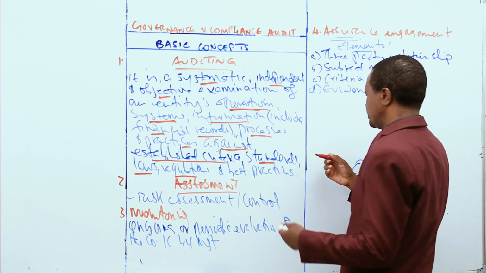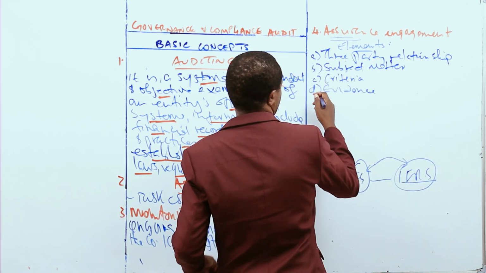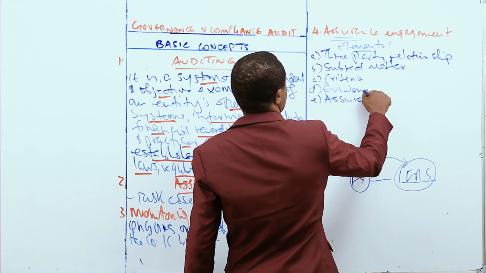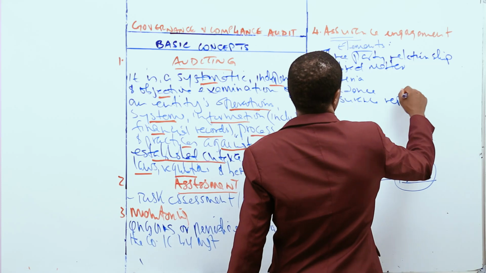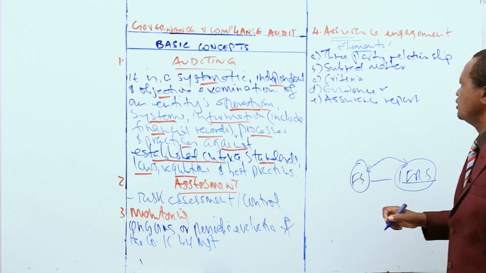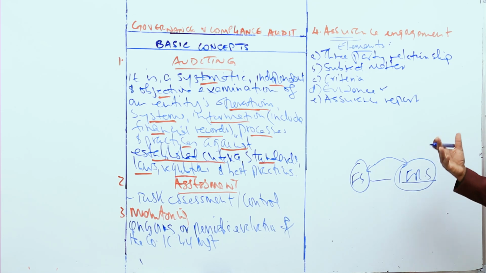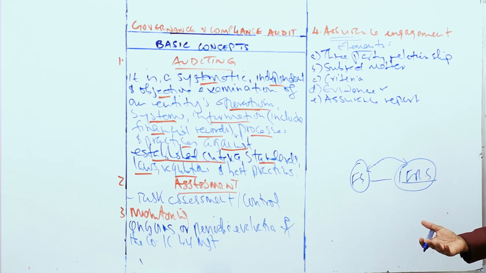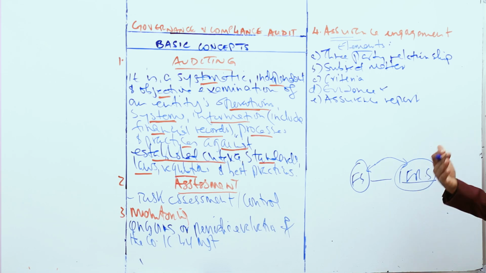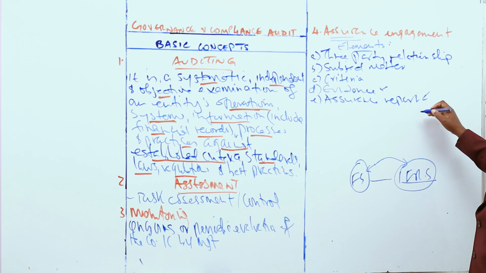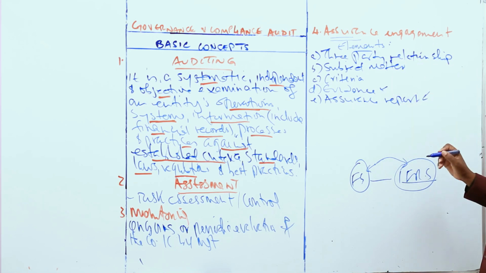Then we have the assurance report. After gathering this evidence, the auditor has to prepare an assurance report. It is the written report containing the practitioner's conclusion. Within this report, you find the practitioner's opinion.